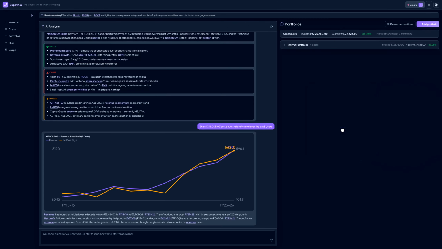Supath AI is an agentic research assistant for Indian markets. It queries real data, not memory, before it answers anything. Sign in once, and it remembers your portfolio and every conversation you've had with it. Your portfolio sits alongside the assistant, so it can reason about what you actually hold, not a generic stock.